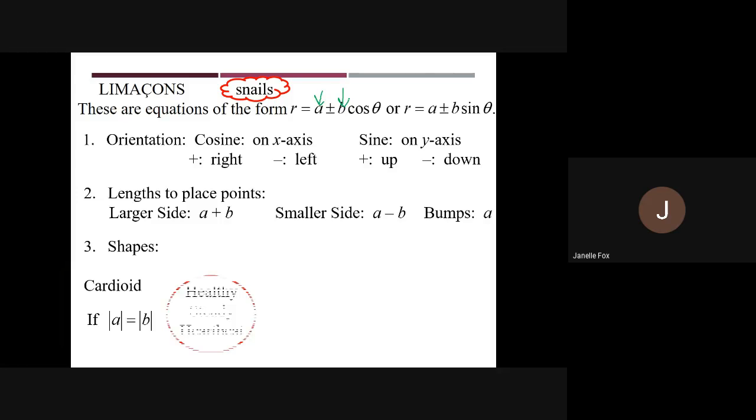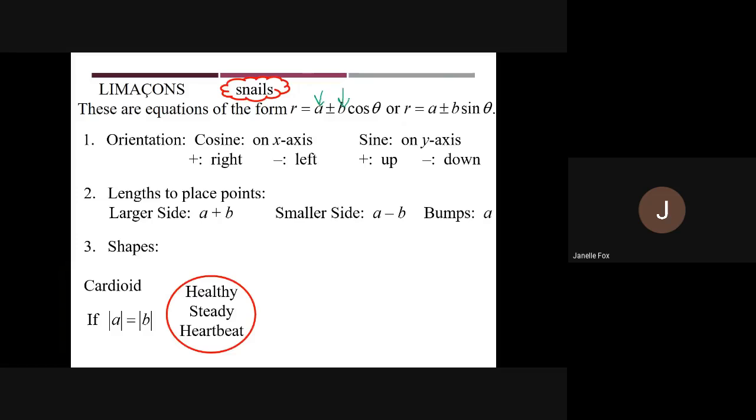So I like to think of this as having a nice, steady heartbeat. Just like boom, boom, boom, boom, boom, boom. Boom. And cardio, it means heart. So a nice, healthy, steady heartbeat.